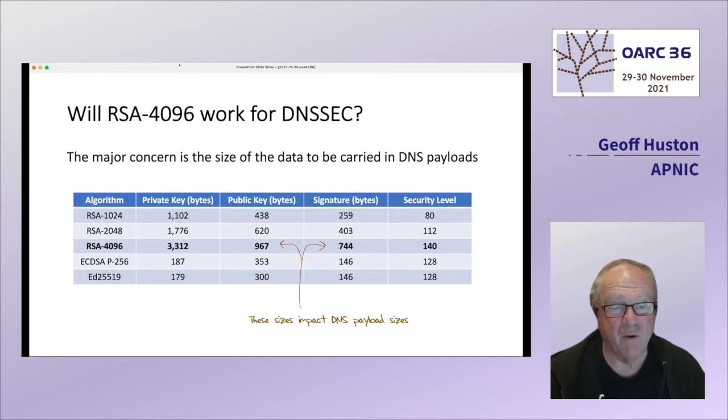Certainly, RSA 4096 is big. The private key is, of course, massive, 3,300 bytes. But the things that impact the DNS are actually the public key and the signature. And again, as you see there, they're both pretty large. The public key up to a kilobit, the signature 744 bits. So, you know, you're paying a penalty for that degree.